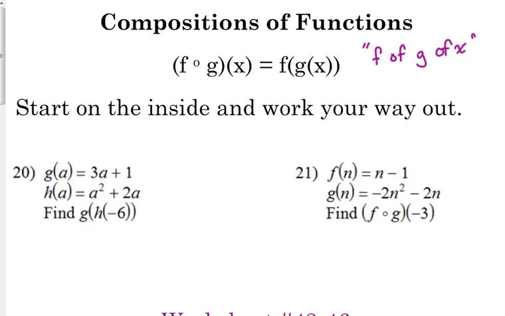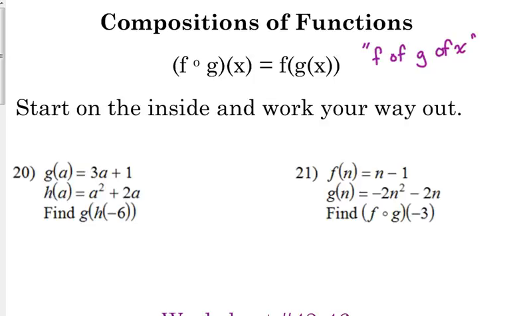But what we're going to do is start on the inside, and work our way out. So for number 20, we're going to start with the negative 6. We're going to put negative 6 into h, get an answer, and then take that answer and plug it into g. So follow along here on that green paper that I just gave you. Let me look at it so I know exactly what I have.